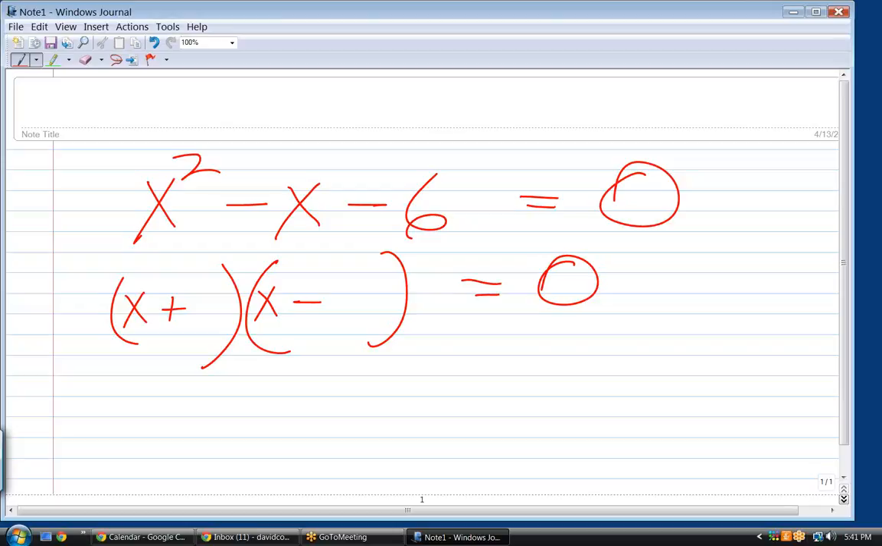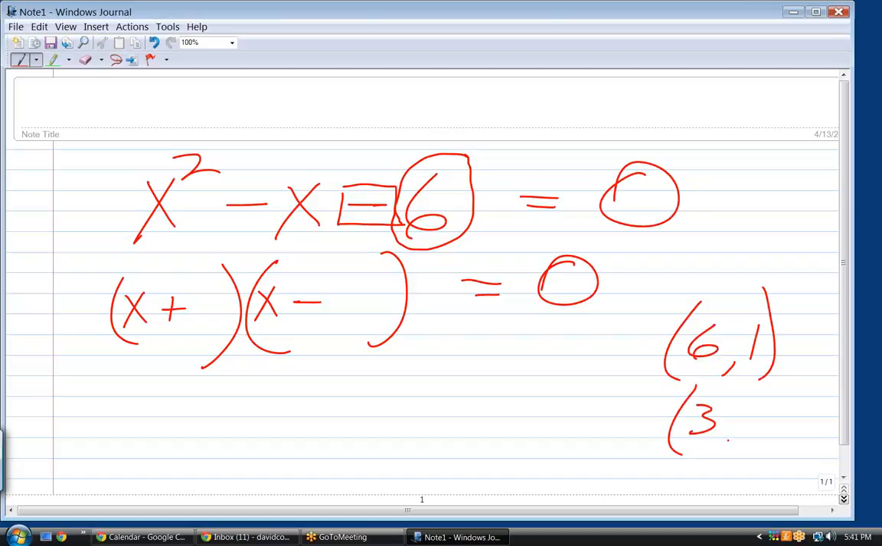Step 3, looking for factors of the number, the constant, that subtract, because of that negative sign right there, to the coefficient in front of the x term. In this case, 1. So what factors of 6 subtract to the number 1? Listing all of the factors of 6 over on the right. Okay. Which 2 subtract to the number 1?